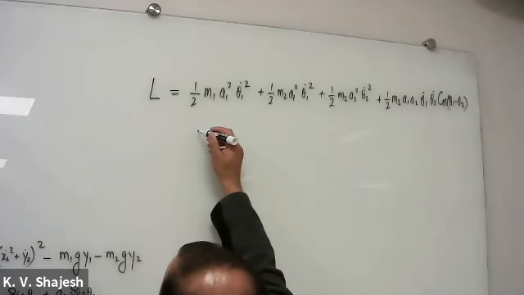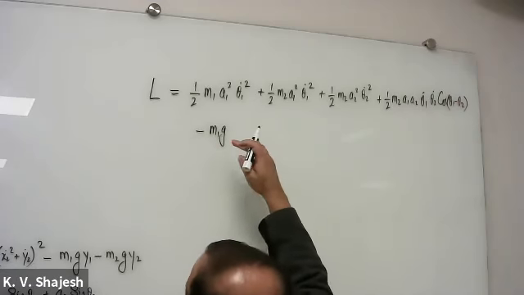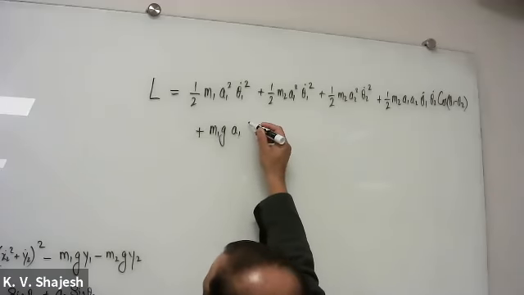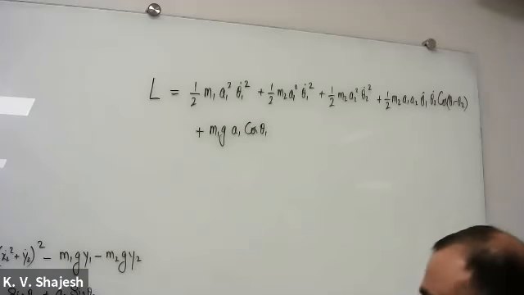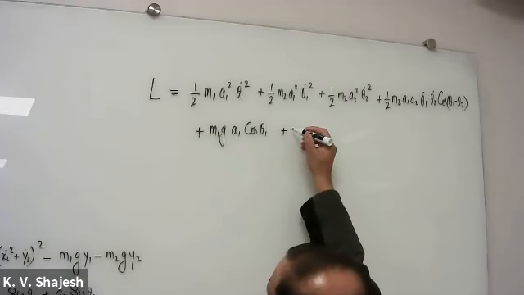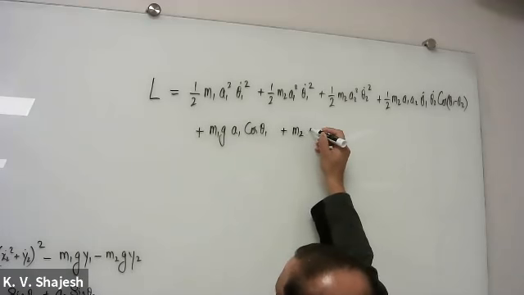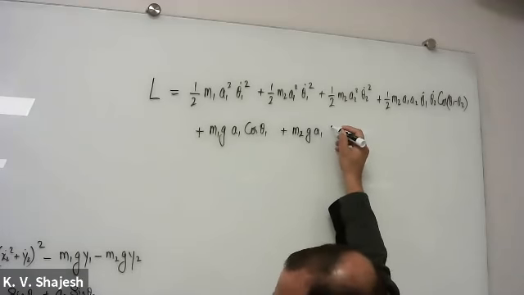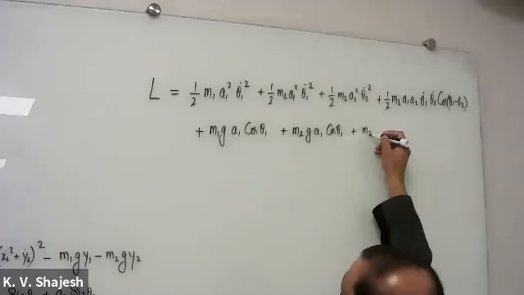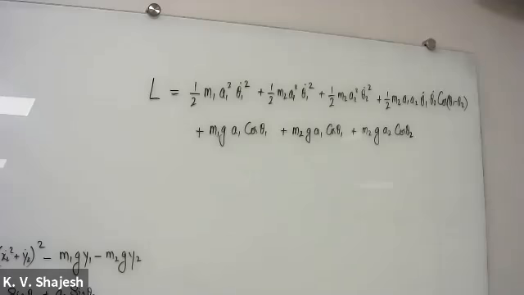And our potential energy is minus m1 g times y1, but y1 already had a negative sign, so this becomes plus m1 g a1 cosine theta 1. And the second is plus m2 g a1 cosine theta 1 and plus m2 g a2 cosine theta 2. Correct me if I'm missing anything.